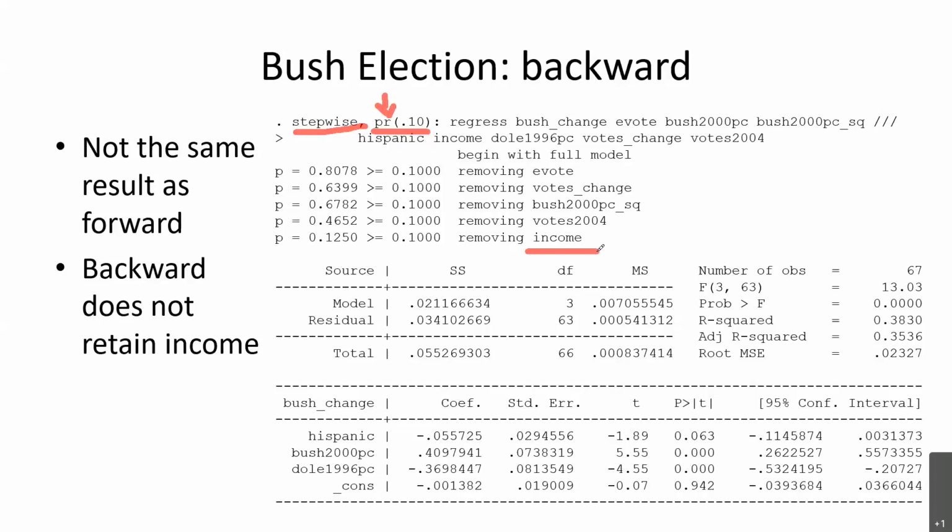But now, as we're going backward, income has the 12% here, which is greater than 10%, so we can remove it. So we end up with a different model. We end up with the model that has removed income, and then the p-values change again a little bit. So a different conclusion here.